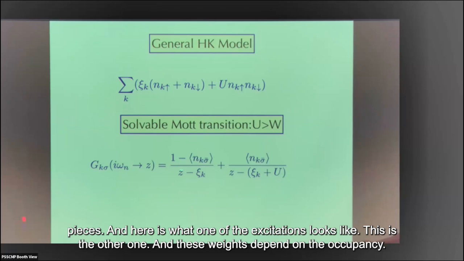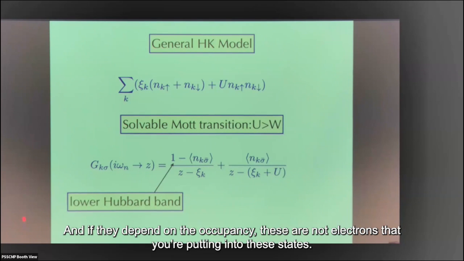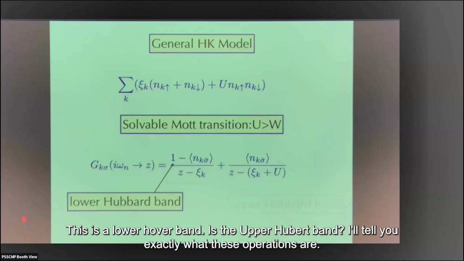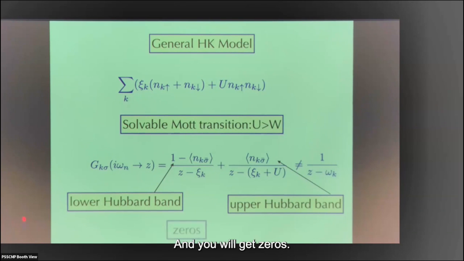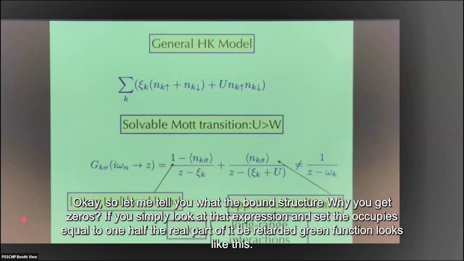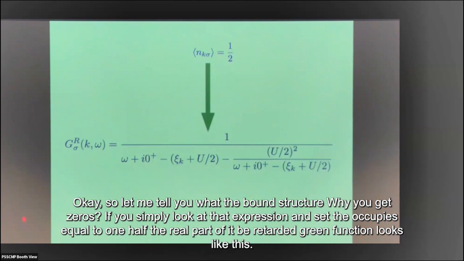And here is what one of the excitations looks like. This is the other one. And these weights depend on the occupancy. And if they depend on the occupancy, these are not electrons that you're putting into these states. This is the lower Hubbard band. This is the upper Hubbard band. I'll tell you exactly what these operators are. And since there are 2 of these, you can't write this as just 1 over a pole, and you will get zeros. Okay, so let me tell you what the band structure, why you get zeros.